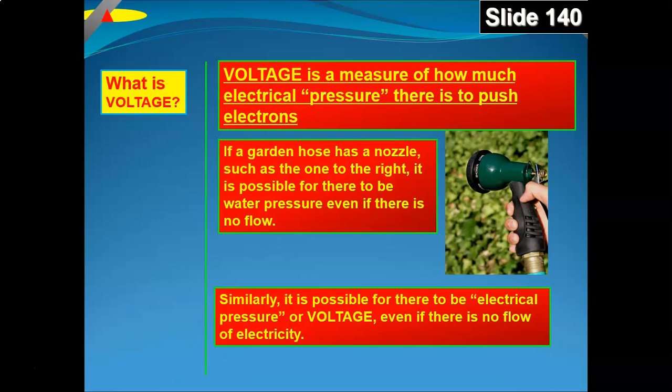So in other words, you can have voltage, you can have this pressure, this gravity, even if nothing is moving. So think of it as you're holding a ball above the ground. There is still gravity pulling on that ball, but as long as you're holding the ball, you're not releasing it, you're not going to see it move. But that doesn't mean that gravity isn't pulling down on that ball. It still is. So it's the same thing here. You can have voltage, that is electrical pressure or electrical gravity, without having anything move.